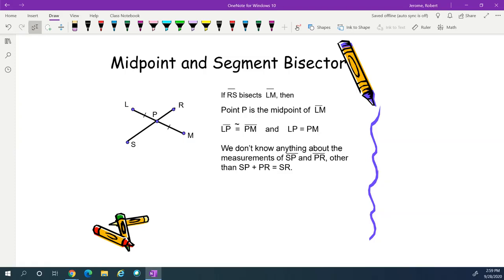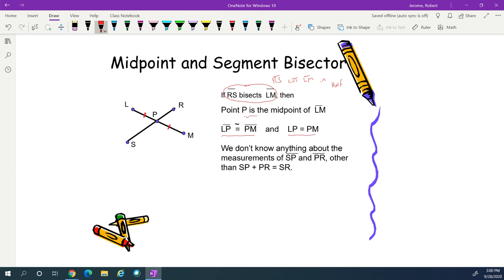So let's take a look at this one. RS bisects LM. So think about that really carefully. RS cut LM in half. That's how we have to translate it. So again, when I see this, that means RS cut LM in half. And those are segments. So I know LM got cut exactly in half, making the two little pieces congruent, making their measurements equal.